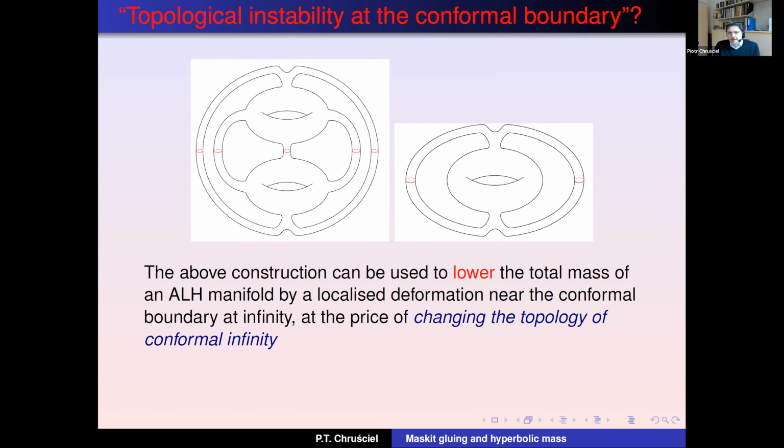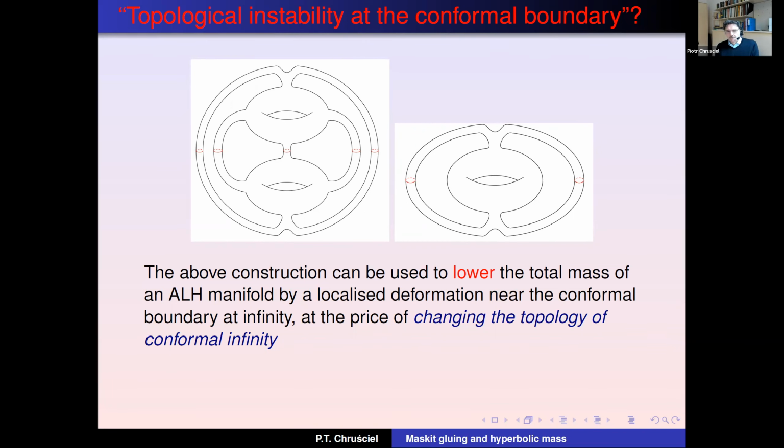Now, the point is that once you realize you can do this, well, first we wanted to construct this example which has negative mass, but then this method allows you to add pieces with negative mass to something which already exists. And so whatever existed before, you add at infinity a Horowitz-Myers metric with negative mass, and you're going to get something which has lower mass, right? So the above construction can be used to lower the total mass of an asymptotically locally hyperbolic manifold with a localized deformation. The deformation is really first happening near infinity, and second, it's only happening in a small neighborhood of the boundary at infinity. So in other words, everything else remains the same except a small piece at infinity, right?